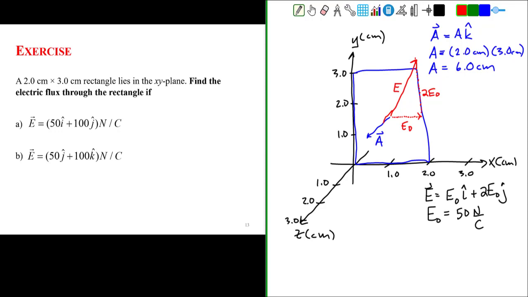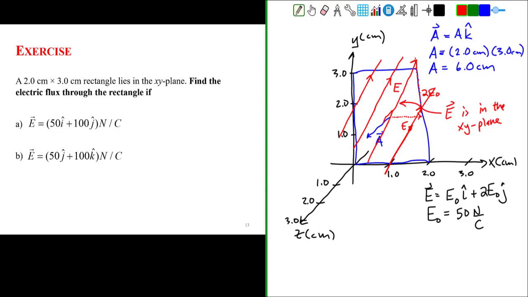The electric field vector is in the plane of the rectangle. So E is in the xy plane. We know this because it only has an xy component. The components are constant, so the E field is constant. So really there's an infinite number of E fields in this xy plane, and I only started off with drawing 1.